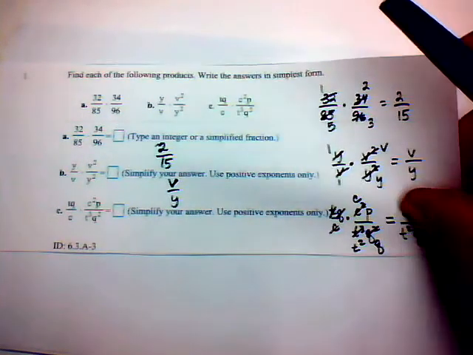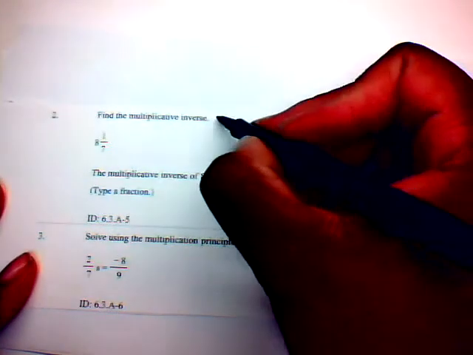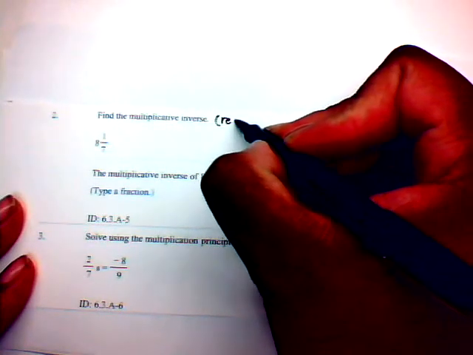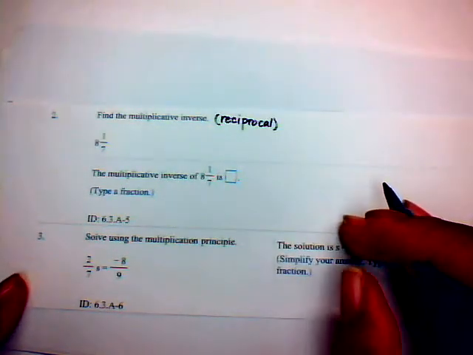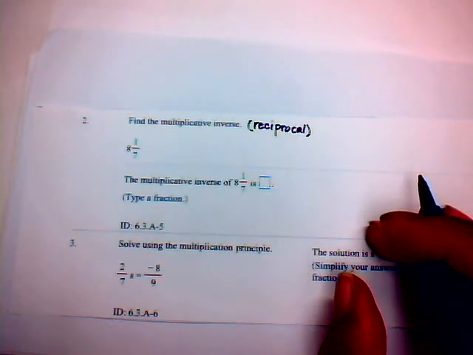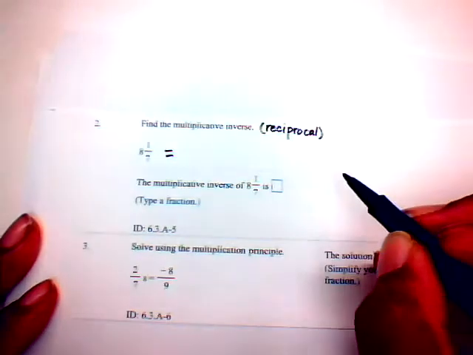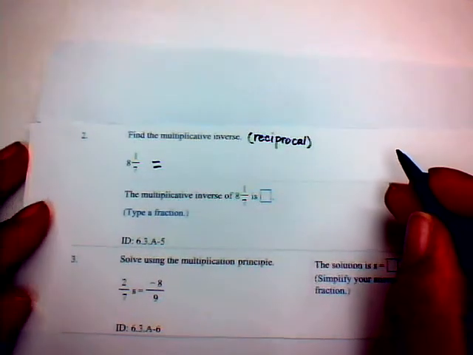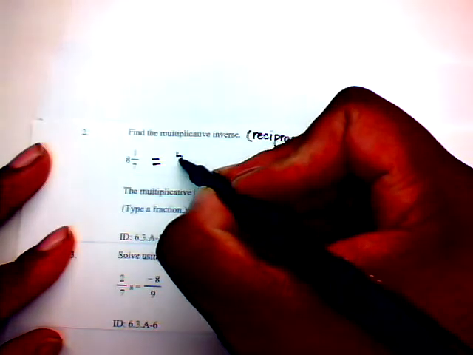All right, problem number 2. We're going to find what they call the multiplicative inverse, which is another word for the reciprocal. So actually, we're finding the reciprocal of 8 1/7. First of all, we need to convert 8 1/7 to an improper fraction, and then find its reciprocal. So for 8 1/7, to convert that to an improper fraction, we multiply 7 times 8, which is 56, plus the 1, that's 57.